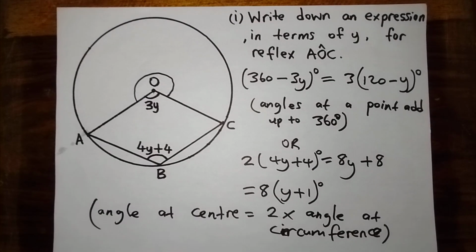For the second expression of reflex angle AOC, which is 8 multiplied by y plus 1 degrees, we use the theorem that an angle at the center equals 2 times the angle at the circumference. So reflex AOC is at the center, and this 4y plus 4 is at the circumference. So they've got a relationship of 1:2. Okay, let's move on to the second question, where we want to find the value of y. We want to find the value of the variable y.